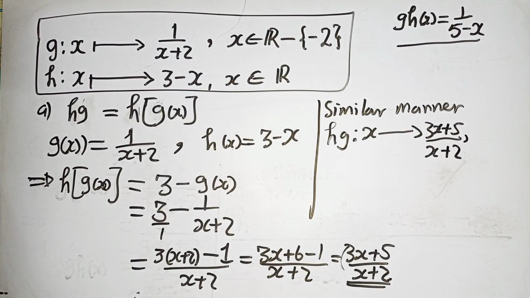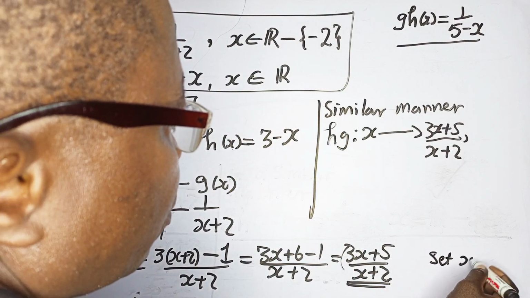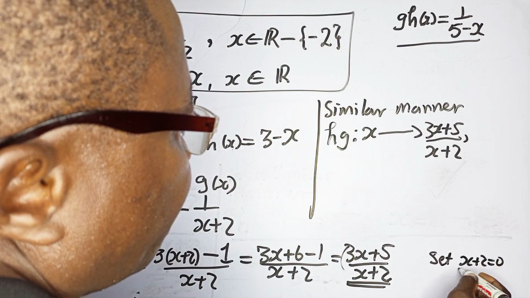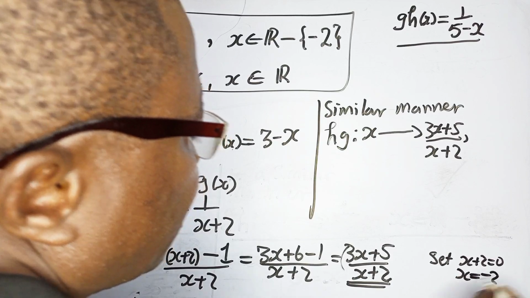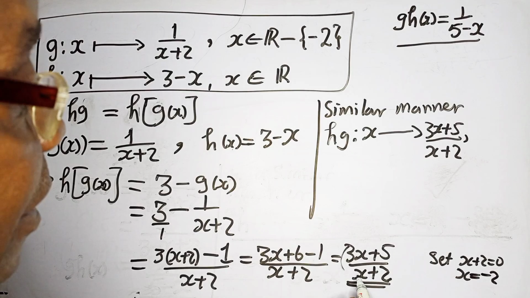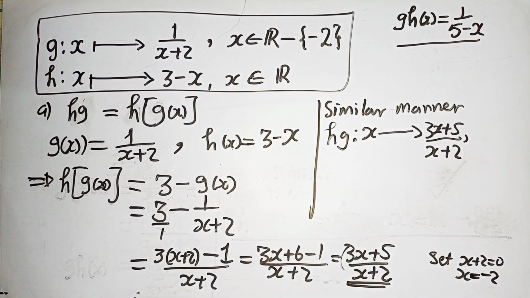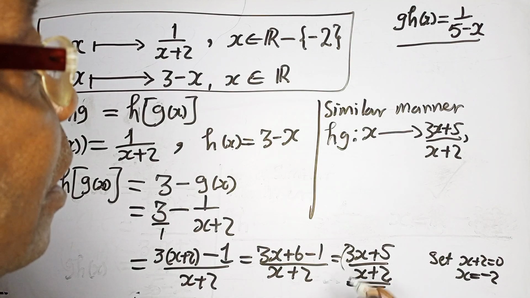What is our domain? Look at the denominator here. We have x again there. So we have to exclude the value that will make this denominator 0. What value is that? To get that value, we simply set that denominator to 0 and solve. So we have -2 will be that value. The value to exclude is -2. If x takes the value -2, we'll have -2 plus 2, which is 0. Dividing by 0 is impossible in mathematics. So the value to exclude is -2.